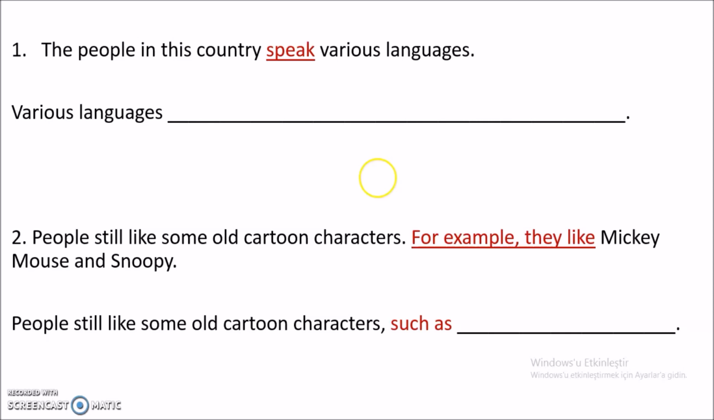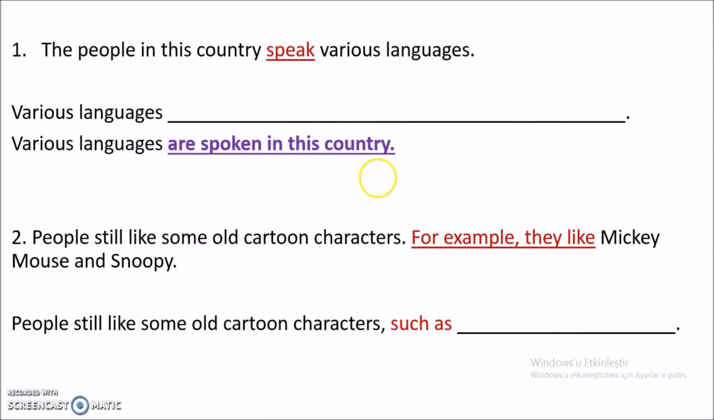Okay, so if I look at sentence 1, the people in this country speak various languages, and the subject is already given, various languages, so I have to start with that. When I look at the original sentence, I see that it's an active sentence. Since the object is in subject position in the rewritten version, I think I should change the sentence into a passive form. The original sentence's tense is present simple, so the rewritten version should be in present passive. That is why I would say various languages are spoken in this country.